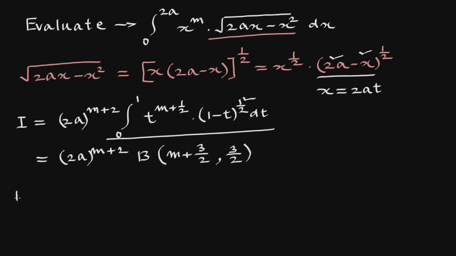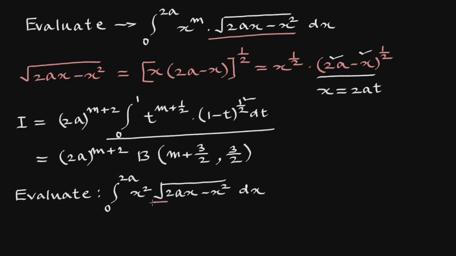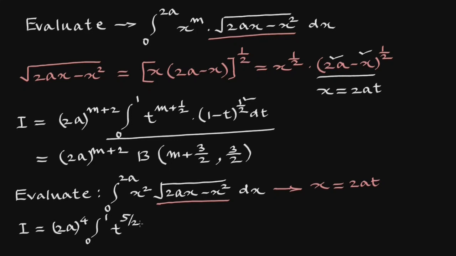In the next evaluation, the integral from 0 to 2a of x square root of (2ax minus x square) dx, as usual for this part as discussed above, we substitute x equals 2at, and further working on the same lines we get 2a raised to 4 integral from 0 to 1 of t raised to 5 upon 2 into (1 minus t) raised to half dt, which gives us 5 upon 8 a raised to 4 pi.